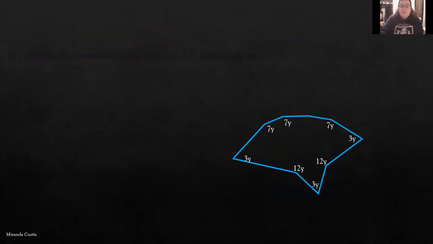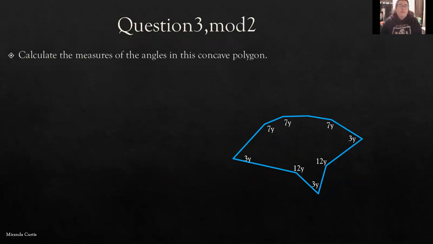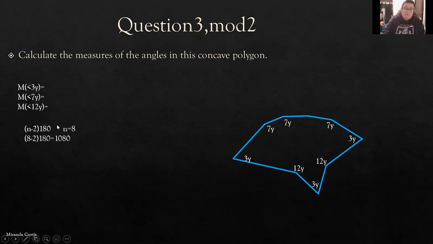Now we're going to go to question 3, Mod 2. Calculate the measurement of the angles in this concave polygon. Guys, look, before we go any further, this looks scary, doesn't it? It's not. We're going to start out and count. All these numbers are sides: 1, 2, 3, 4, 5, 6, 7, 8. So we have 8 sides, and they want us to find these angles.